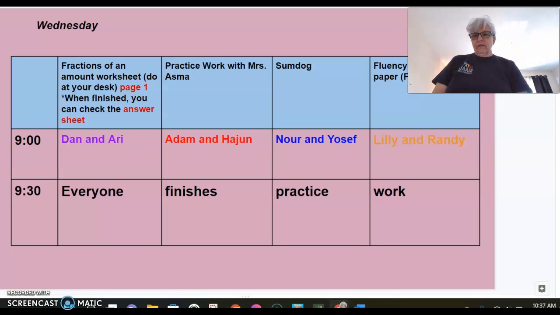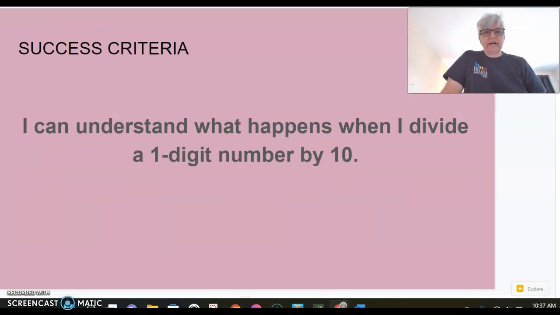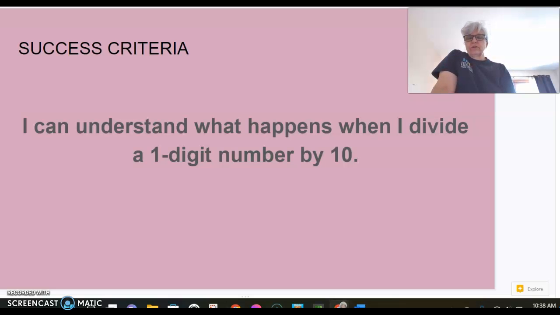All right. And let's check over our success criteria. I can understand what happens when I divide a one-digit number by 10. Hopefully that's the case. You can ask questions of Miss Asma, or you can have her text them to me.